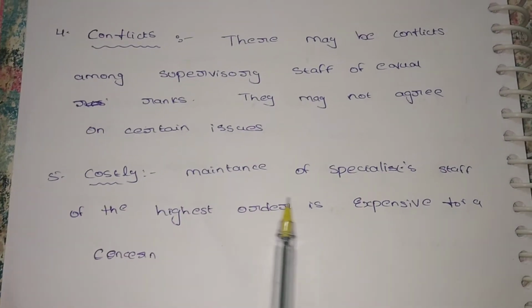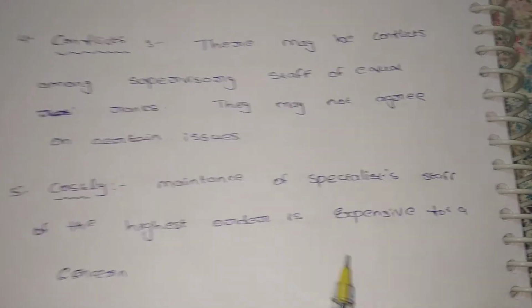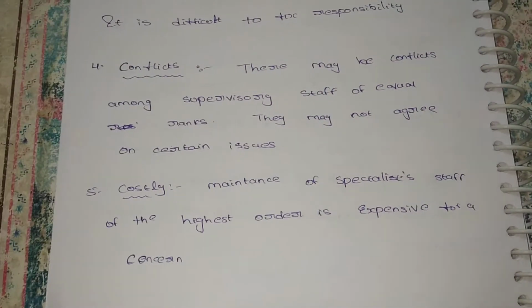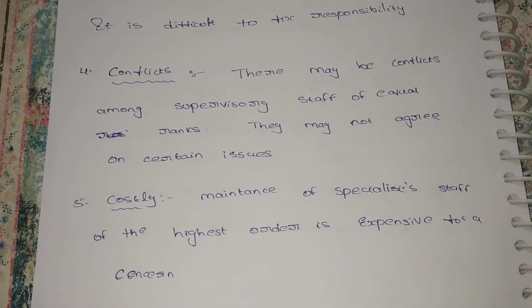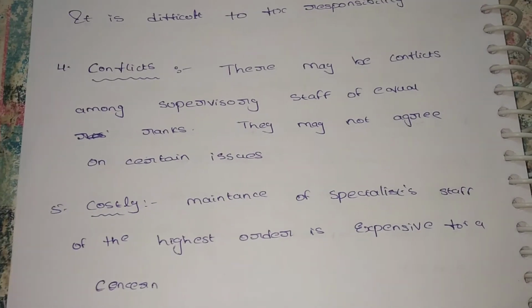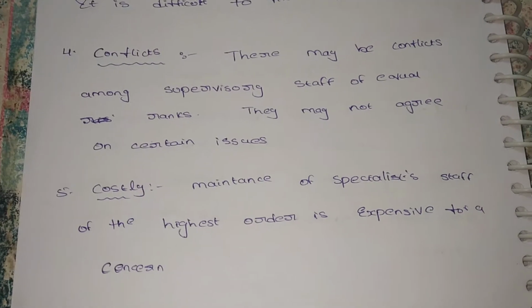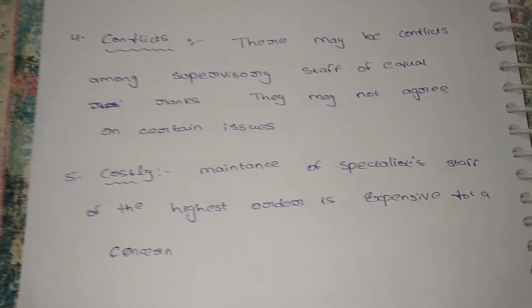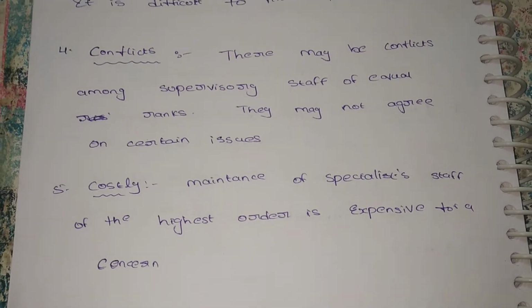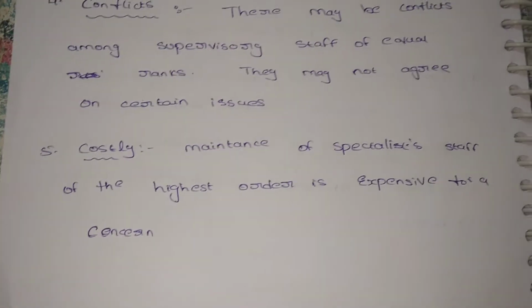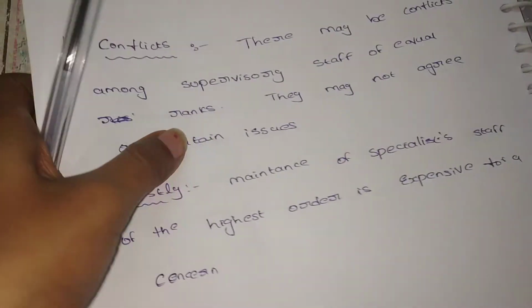Next, costly. Maintenance of specialist staff of the highest order is expensive for a concern. We already said that functional organization is mainly for taking specialized people into top level management. For appointing this top level management, we have to pay high remuneration, so the company has to pay a lot of money to them. So it is also one of the disadvantages. These are the disadvantages of functional organization.